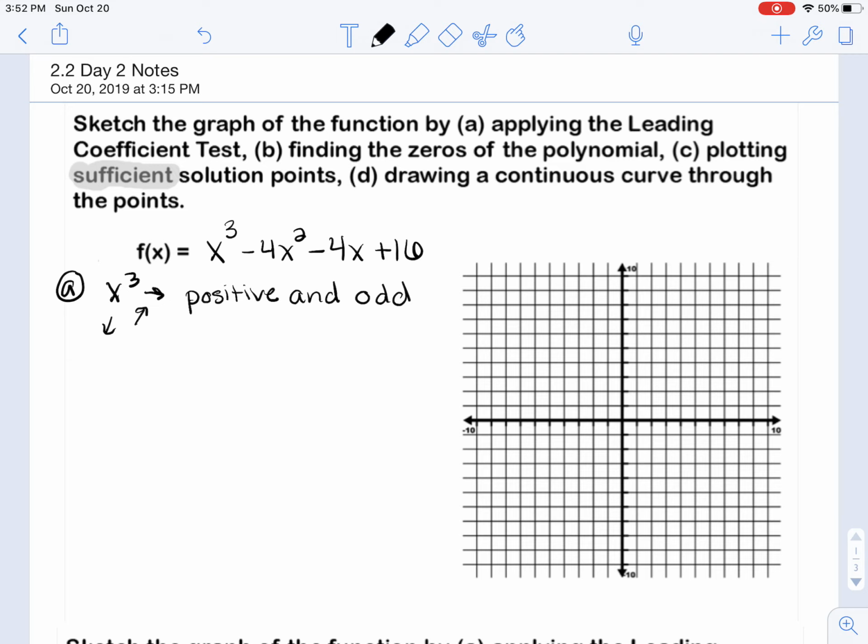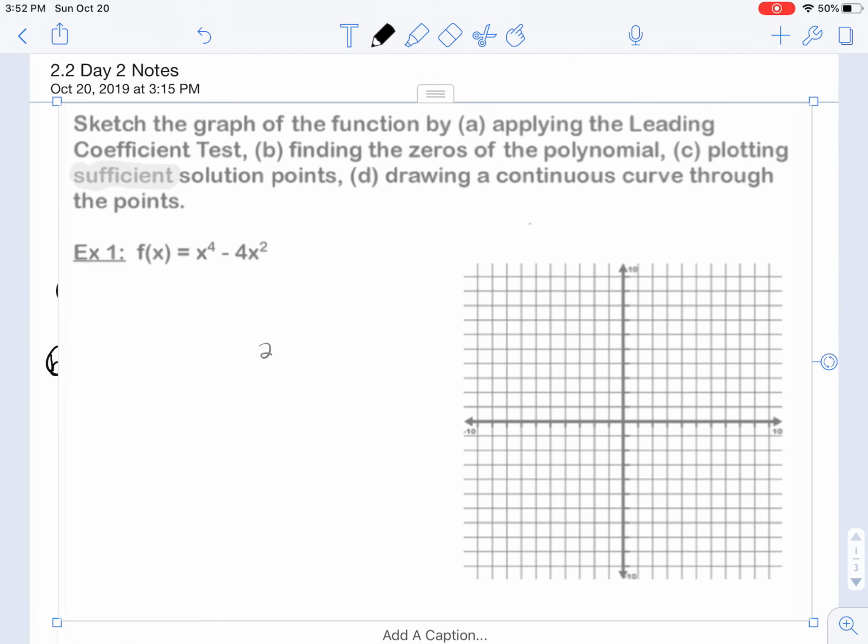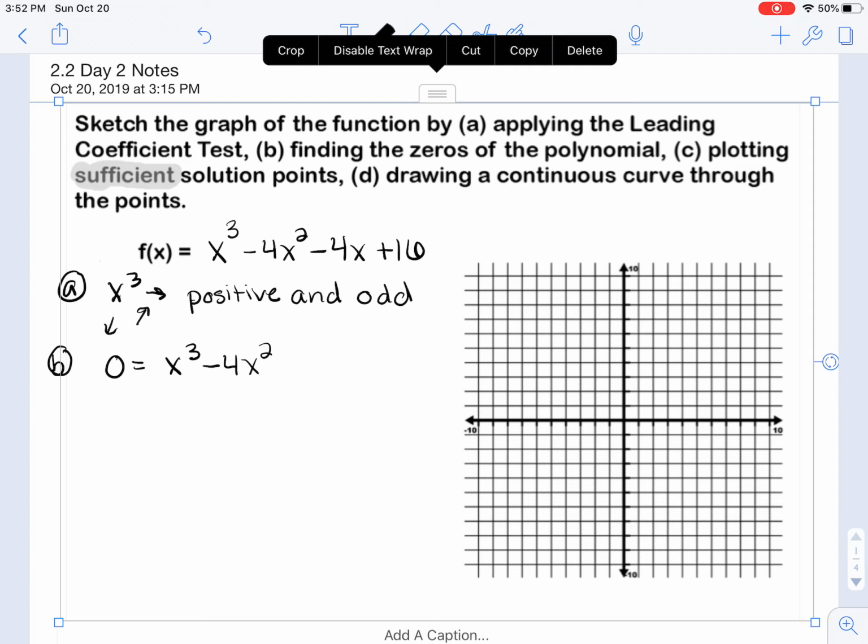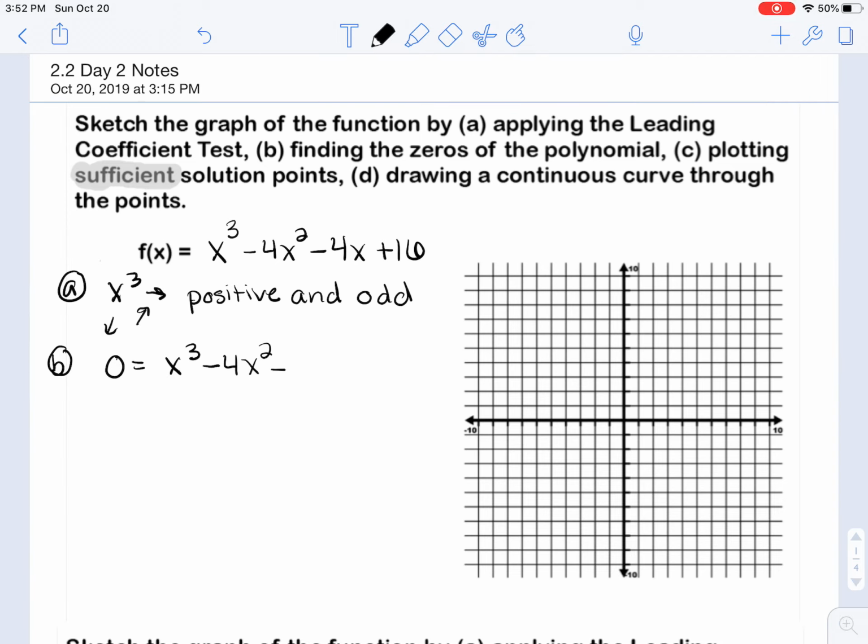Then we have to figure out what the rest of the points look like. So that's why, for part B, we are going to find all the zeros, so we know where it crosses or touches the x-axis. So we can say, all right, let's plug in f of x equals 0. So x cubed minus 4x squared minus 4x plus 16. All right, there's 4 terms, so let's factor by grouping.